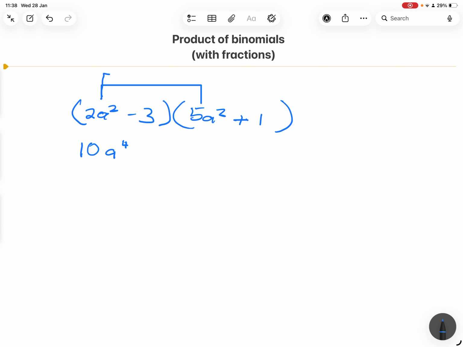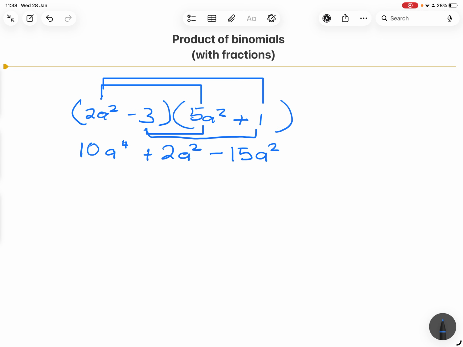And then we multiply the outer terms, so that's the second one. In this case, 2a squared multiplied by 1 will give us 2a squared. And we're looking at the inner terms: negative 3 multiplied by 5a squared will give us negative 15a squared. And finally, we look at the last terms: negative 3 multiplied by 1, which will give us negative 3.